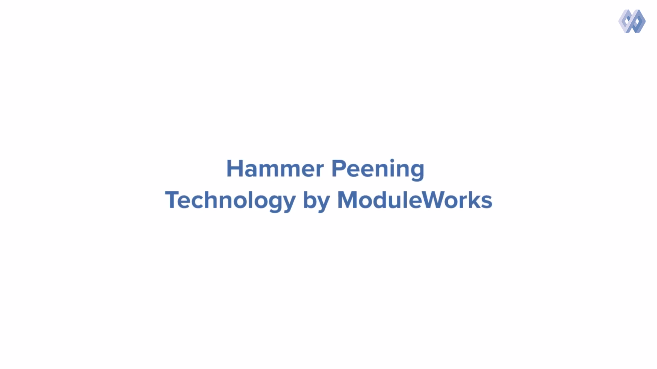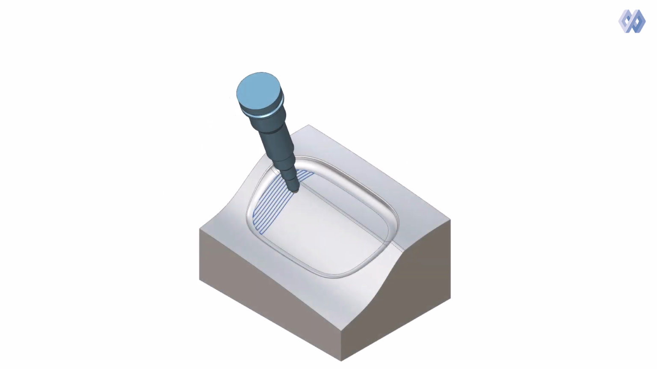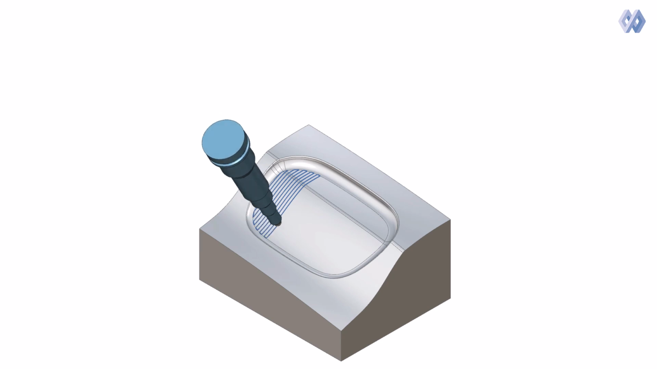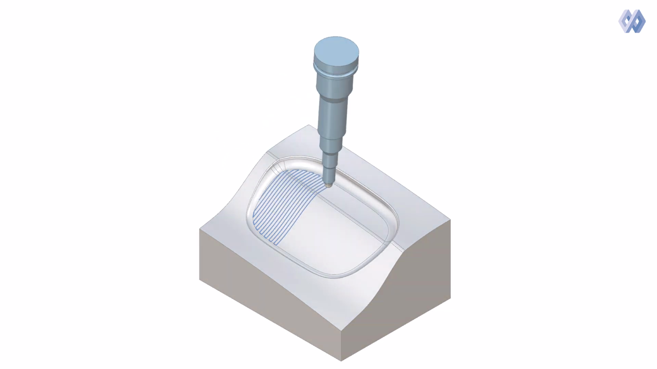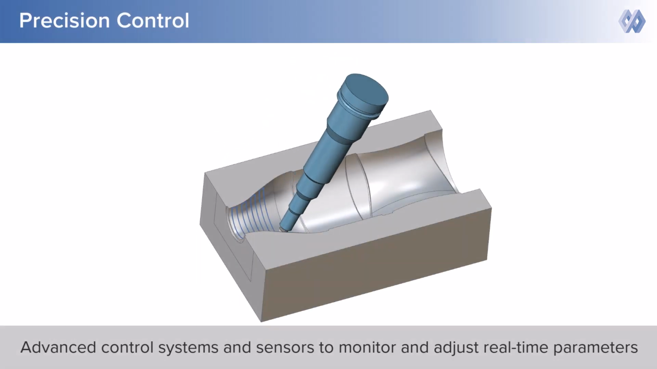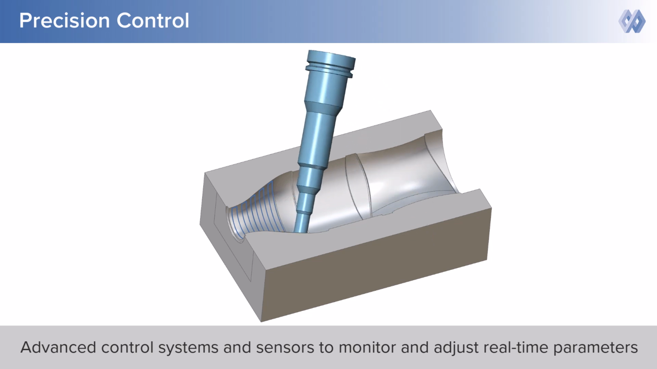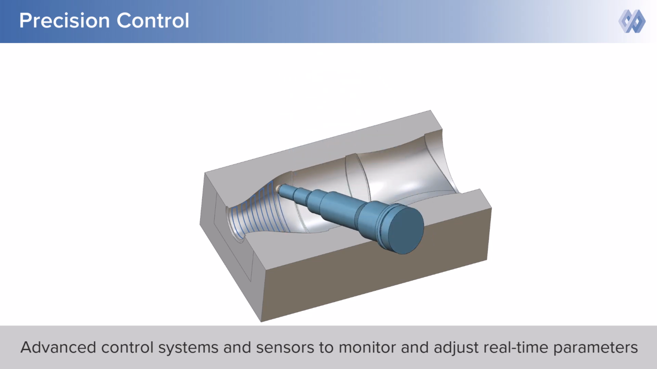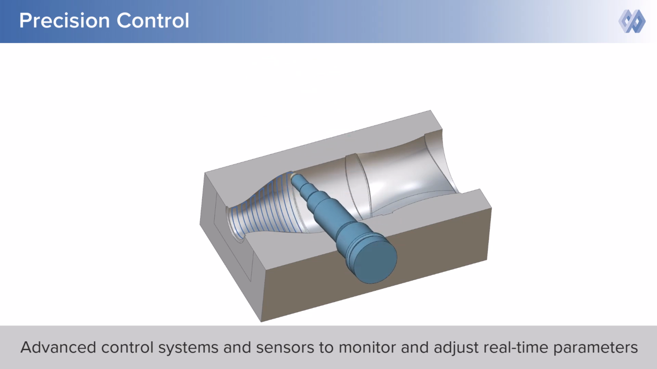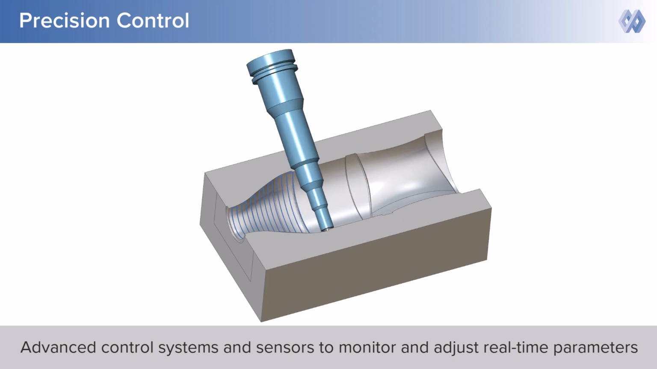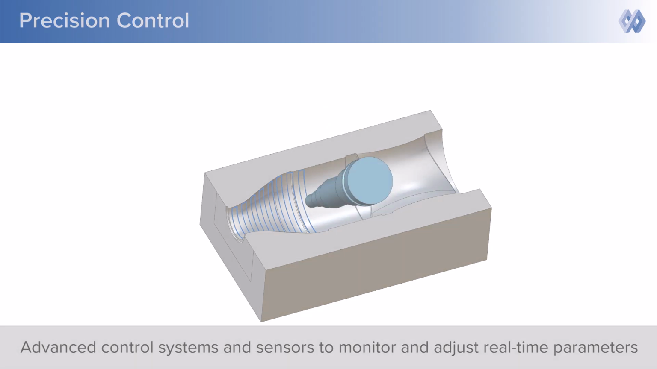ModuleWorks hammer peening product is an automatic and efficient industry-proven solution, ideal for CAM software developers, machine tool builders, and robot OEMs or integrator companies. Using advanced control systems to manage lead or lag and side tilt angles, we can adjust parameters in real time. This fine-tunes the peening process, ensuring a uniform surface finish across the entire part.